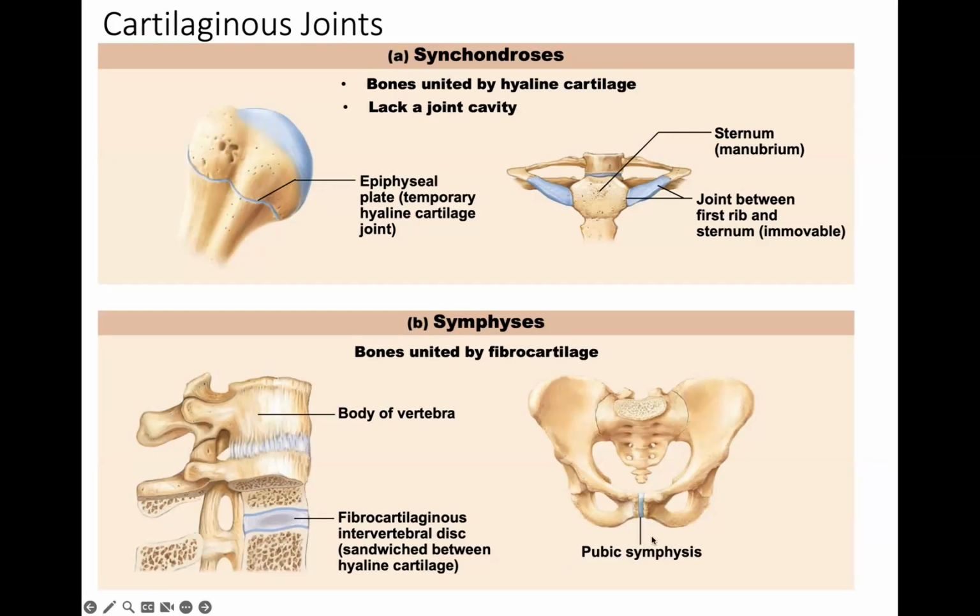The pubic symphysis. This is my left and right os coxae that's helping form the pelvic girdle, and anteriorly, they are articulating with one another at that pubic symphysis.